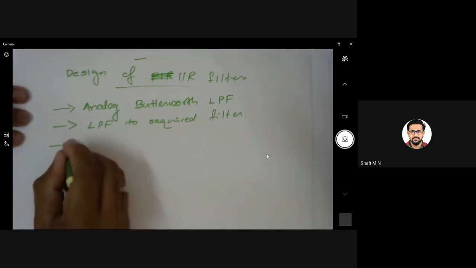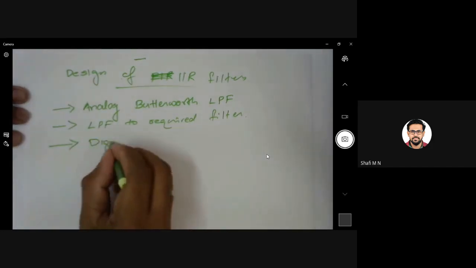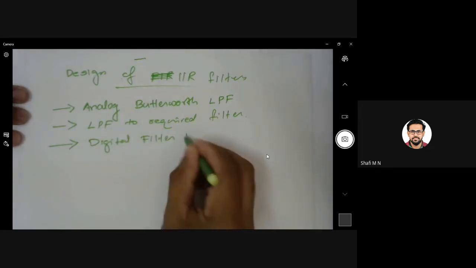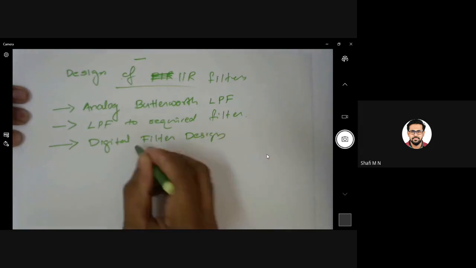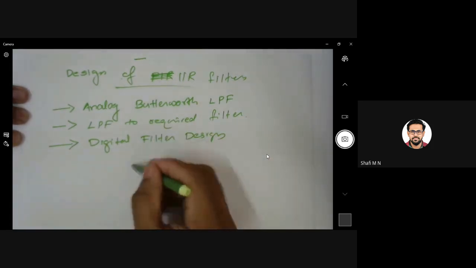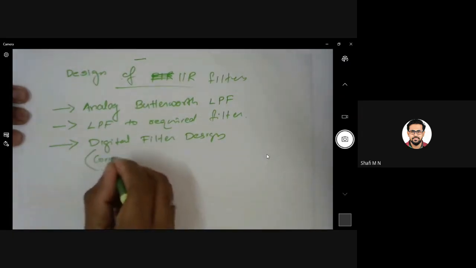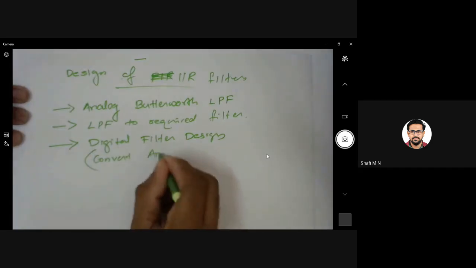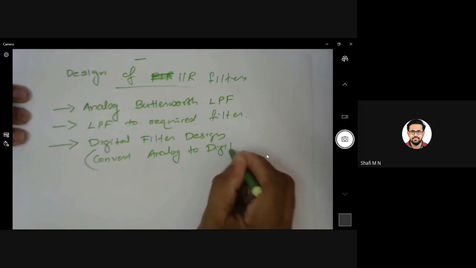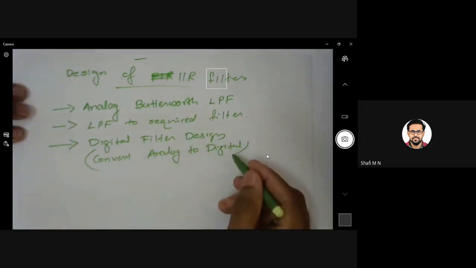Now the last topic is you have to convert it to digital. So you have to design a digital filter. Designing a digital filter means we have already designed the analog filter. Now you have to convert it to digital. Already you have designed the analog filter, then you will convert it to digital.